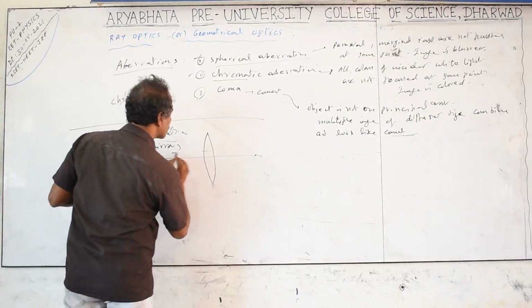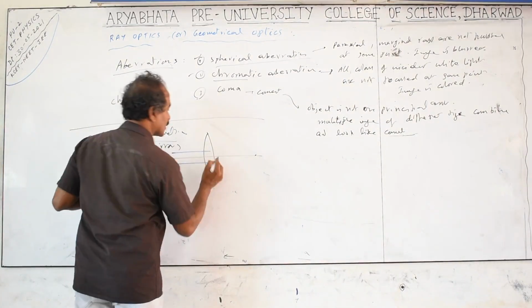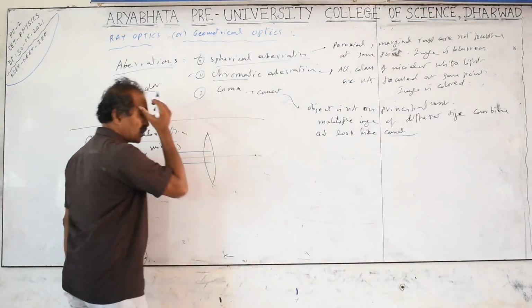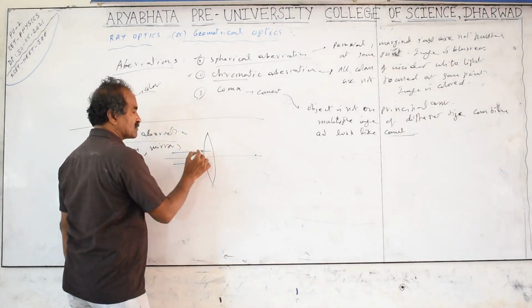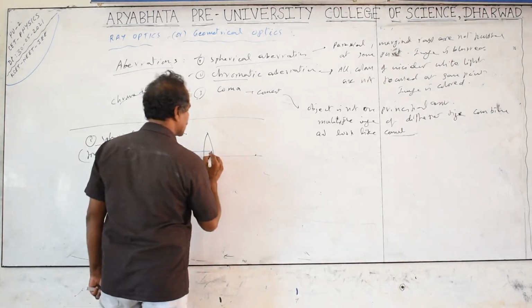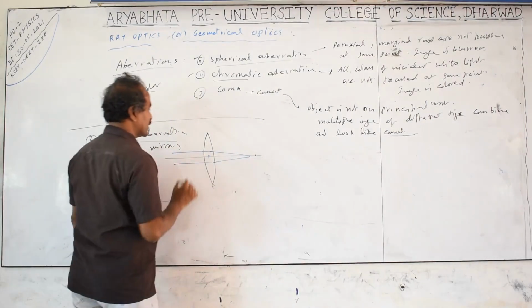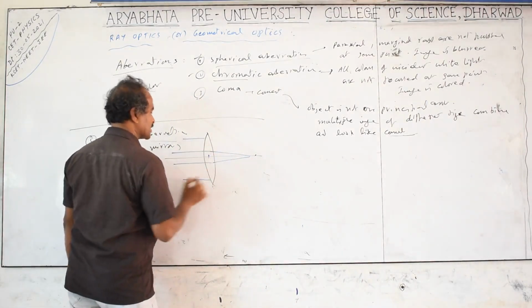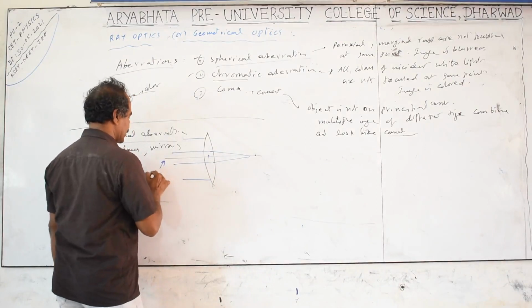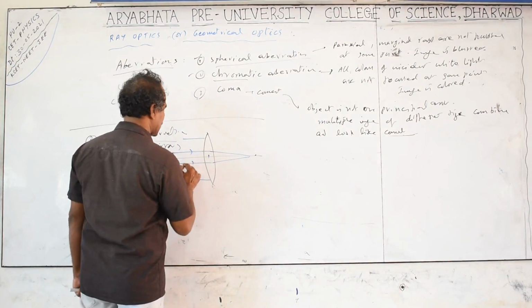Light rays which are close to the principal axis see a small angle of incidence and a small angle of refraction. The result is they are focused far away from the optic center. But light rays which are far away from the principal axis, this is the principal axis, these are the marginal rays.